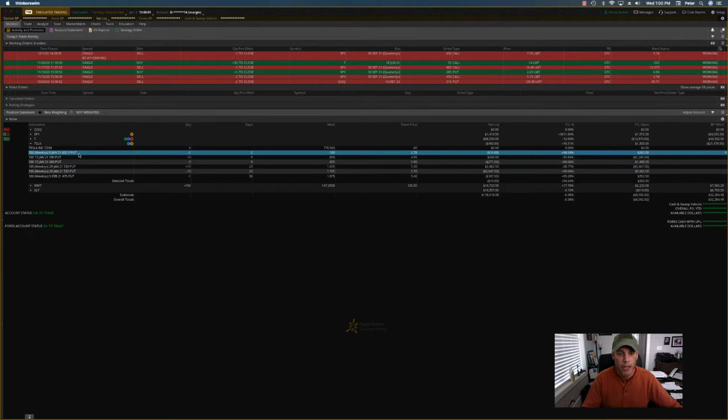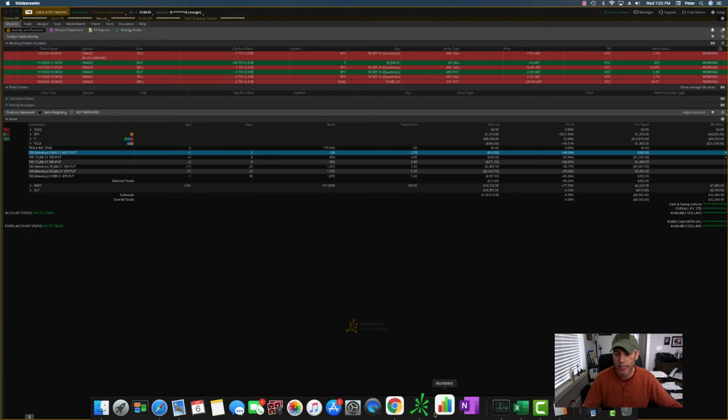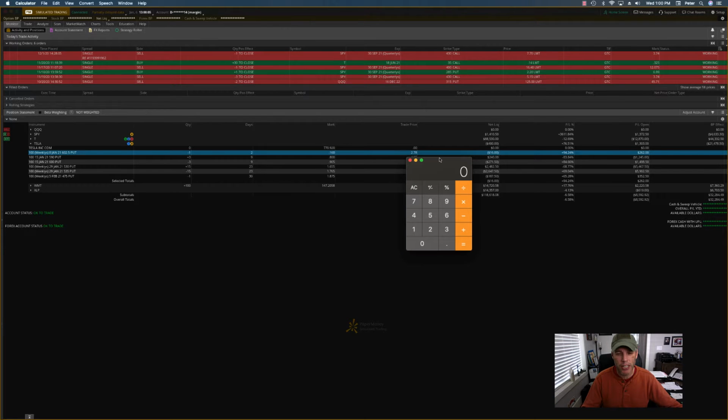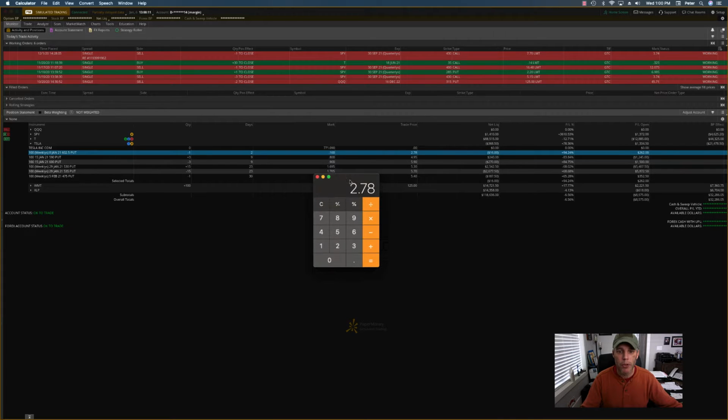The easiest way, I think I showed you this last time: usually I get out at an 80%. So I take what I got. If we look at our put here, we generated $278 in credit. I usually multiply that times 0.2, and that tells me what to buy it back for. So it would be 56 cents. I usually just do an even number, so I'll do it at 50 cents.